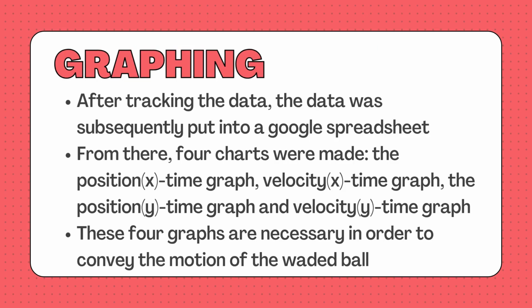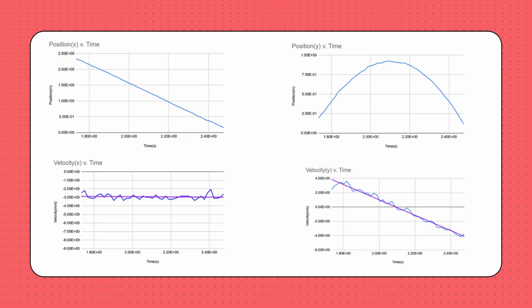After tracking, the data was put into a Google spreadsheet. From there, four charts were made: the position x time graph, the velocity x time graph, the position y time graph, and the velocity y time graph. These four graphs are necessary in order to convey the motion of the wadded ball, as shown here, and the purple line is the best fit line.